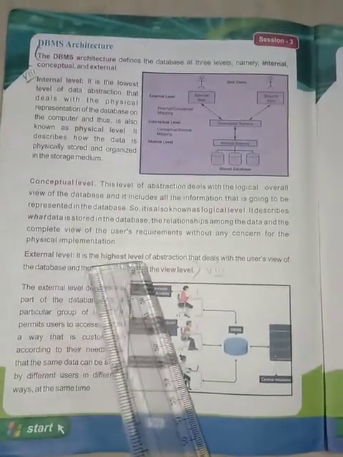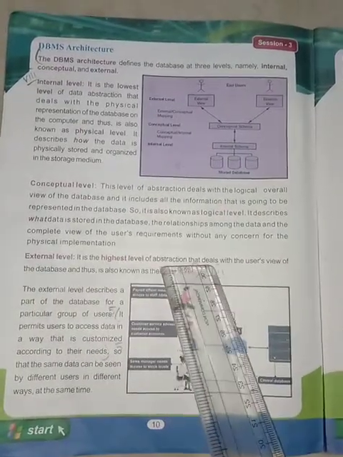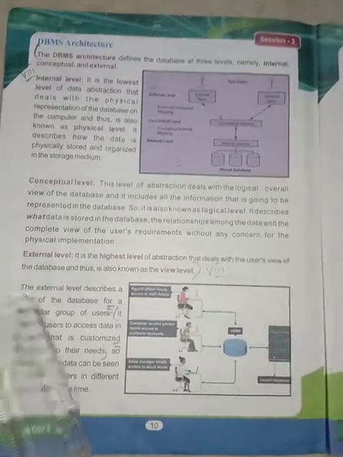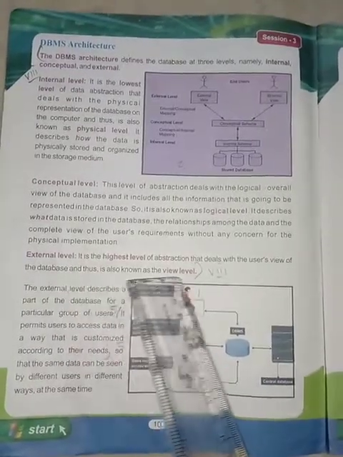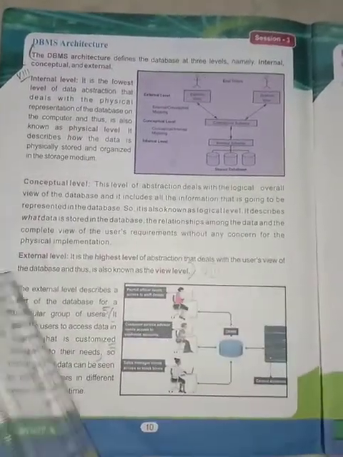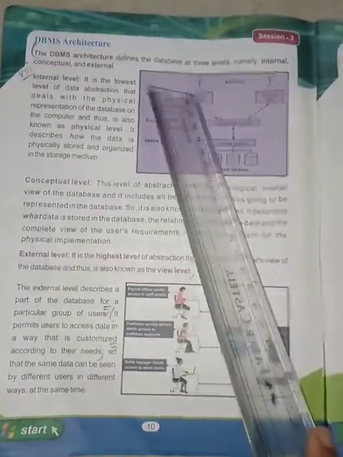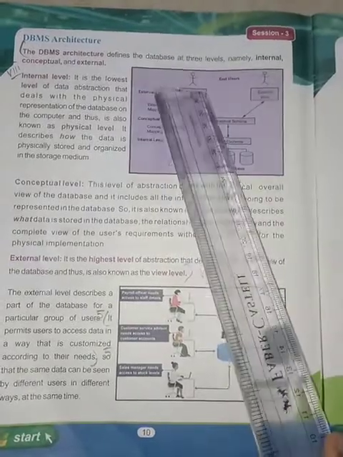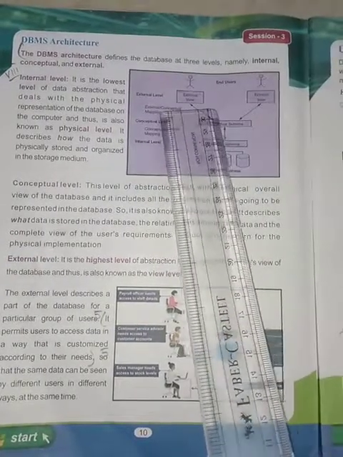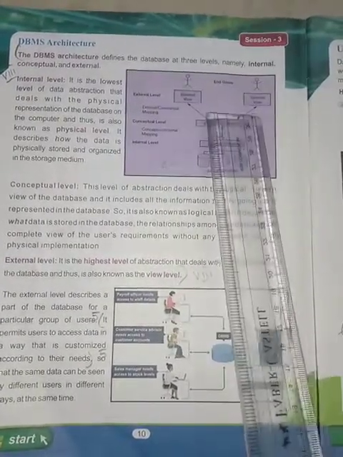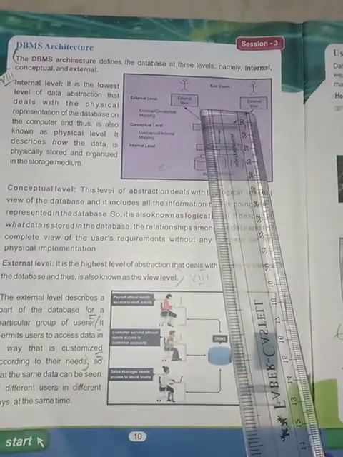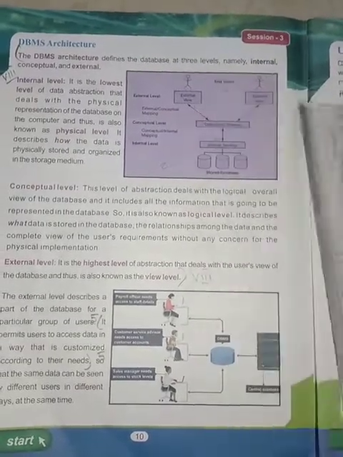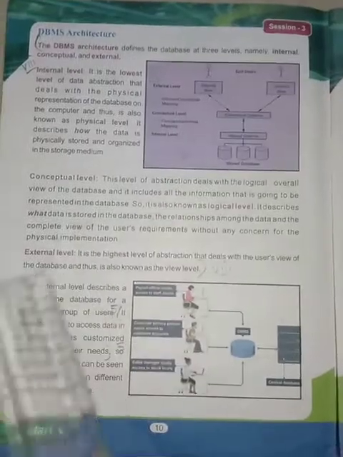It is the highest level of abstraction that deals with the user's view of the database, and thus is also known as the view level. So this external level is the view of the user. One user may require it in the form of tables, but another user may require it in the form of a Word doc, and many other types. So that is the view level.